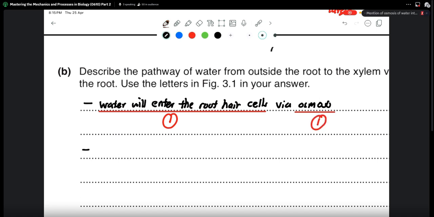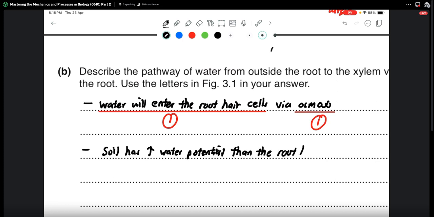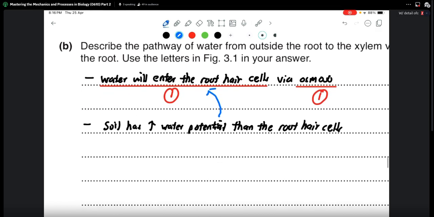Okay, then my second point. So why does this happen? You expand from the term osmosis. You will say that the soil has a higher water potential than the root hair cell. And that justifies the reason why the water will enter the root hair cell. This is my 3rd mark.